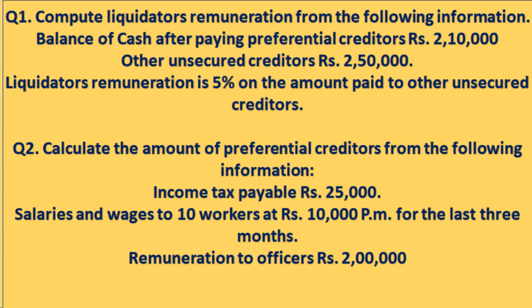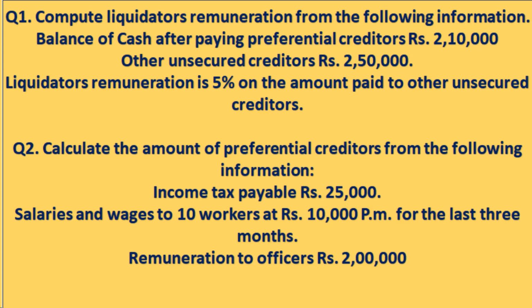Now the second question. Calculate the amount of preferential creditors from the following information. Income tax payable is rupees 25,000. Salaries and wages to 10 workers at rupees 10,000 per month. For the last 3 months we have to pay for 10 workers, and per month their salary is rupees 10,000. Then remuneration to the officers is 2 lakh.